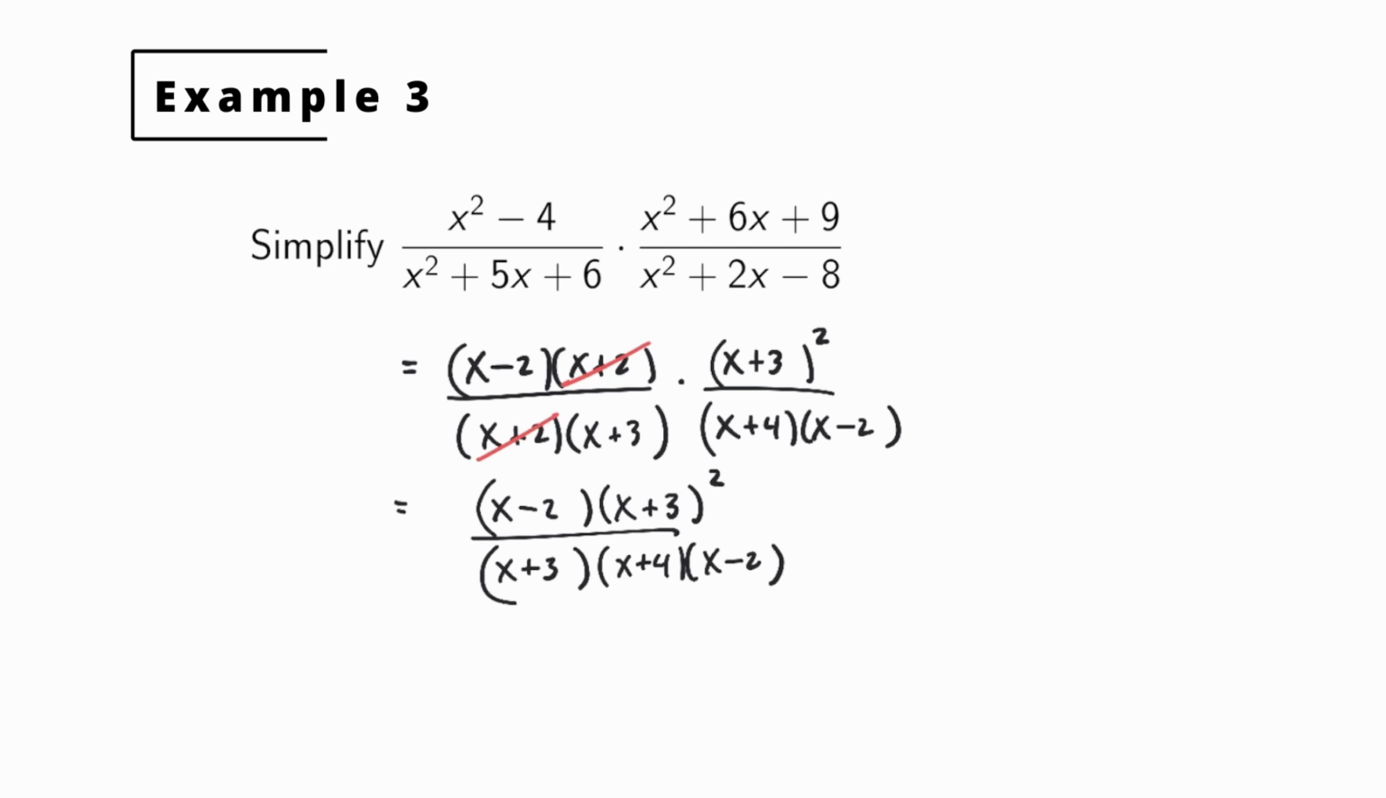And so now we just cancel out common factors between the numerator and denominator. We can cancel this x minus 2 from the numerator and denominator. We have x plus 3 squared in the numerator and x plus 3 in the denominator. So we can cancel out one factor in the numerator and then cancel out that x plus 3 in the denominator. And that's it. So this leaves us with our final answer of x plus 3 divided by x plus 4. And that is multiplying rational expressions.